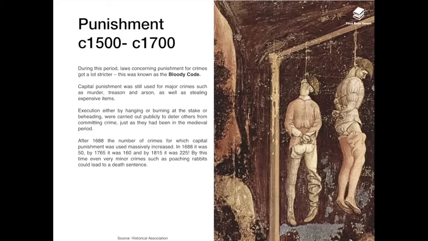After 1688, the number of crimes for which capital punishment was used massively increased. In 1688, it was 50. By 1765, it was 160. And by 1815, it was 225 crimes. By this time, even very minor crimes, such as poaching rabbits, could lead to a death sentence.